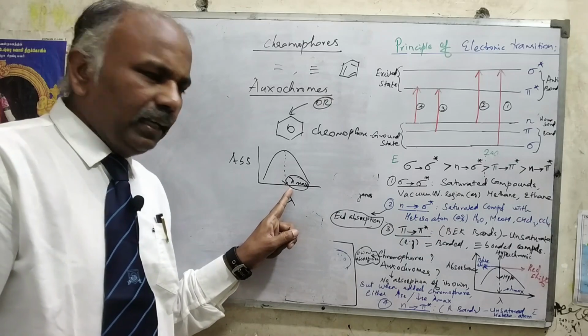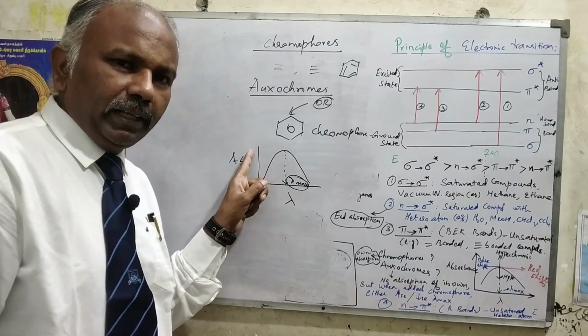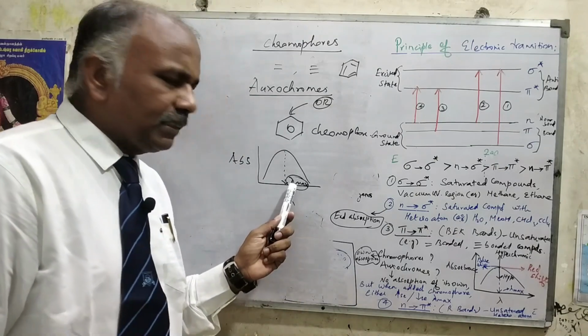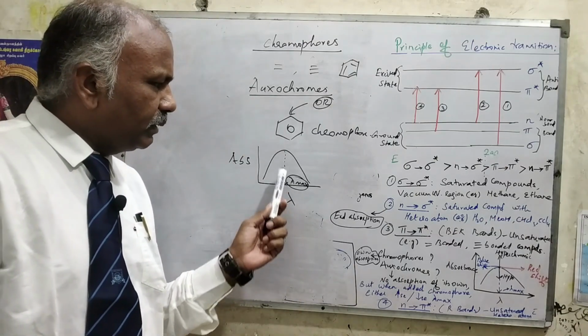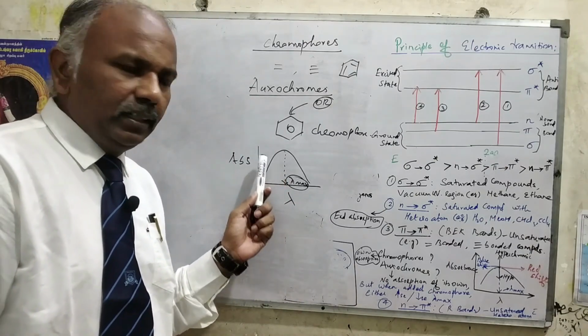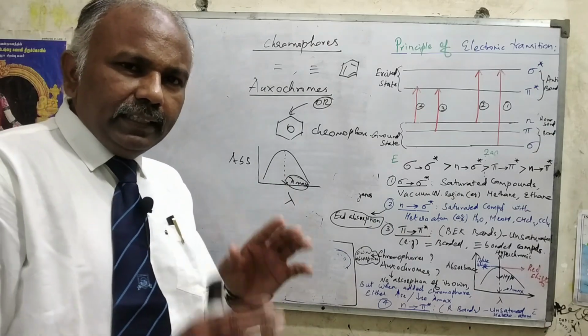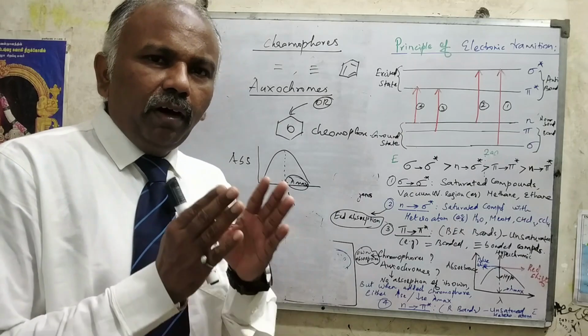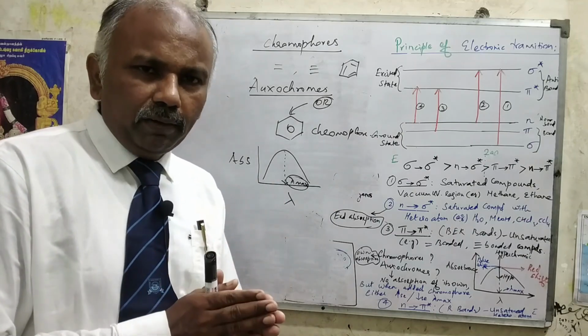This is the wavelength at which maximum absorbance takes place. Okay, I repeat it. What is called lambda max? Lambda max is nothing but the wavelength at which maximum absorbance takes place. So that is called lambda max. And this lambda max is a very, very important qualitative parameter for identifying any organic molecule.